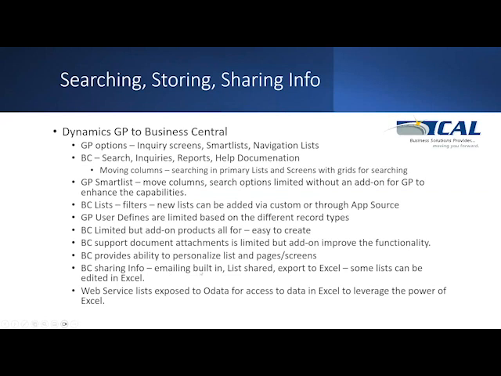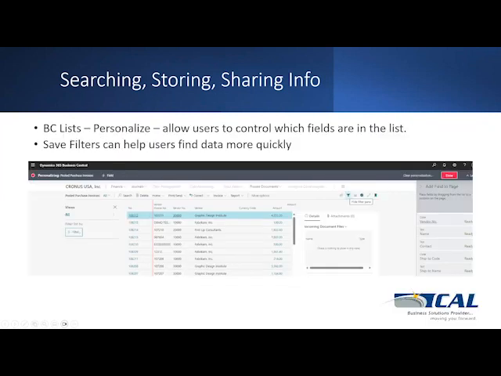Sharing of info. Emailing is built into Business Central. Lists can be shared and exported to Excel. Some lists can be edited in Excel. And then there are web services lists that are exposed. So pretty powerful functionality on the editing side of things. Again, personalizing the list, which fields, and saving your filters.